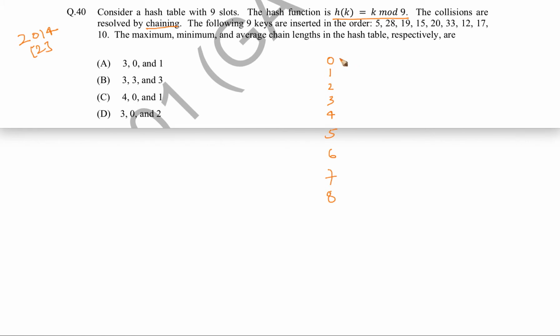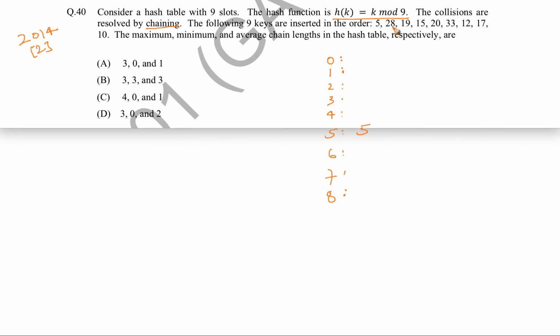Now in each slot, we have to find out what different keys are going to be present. It is given that these 9 keys are inserted in that order. So firstly 5 is inserted, so we are going to take 5 mod 9. What is going to be the remainder? The remainder is going to be 5, and that's why 5 is going to be here.